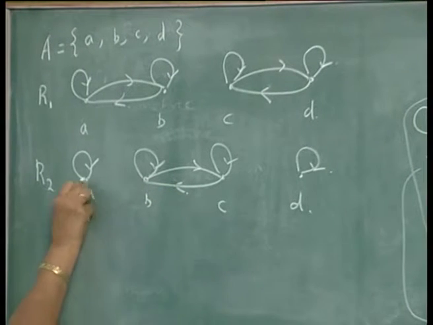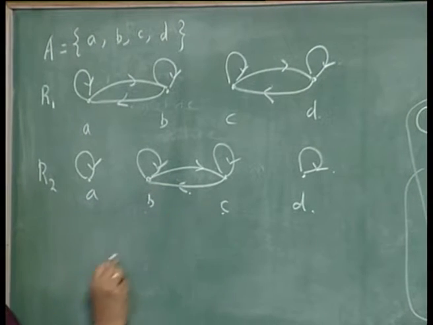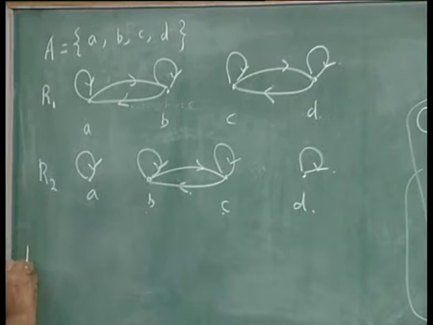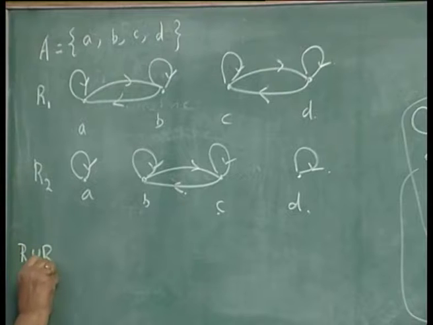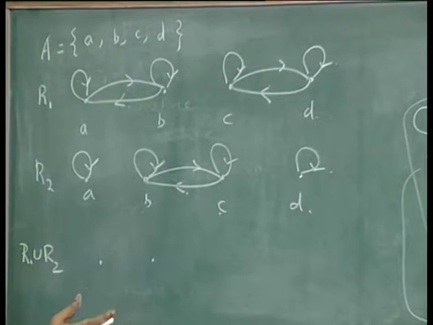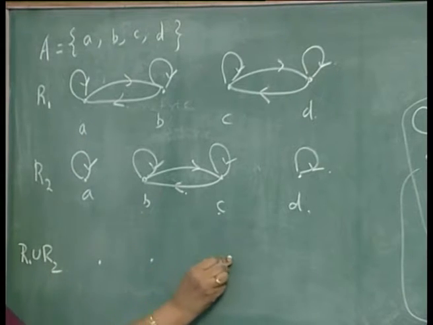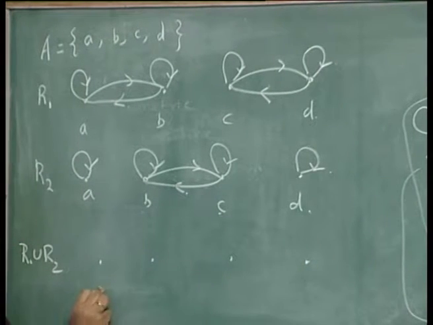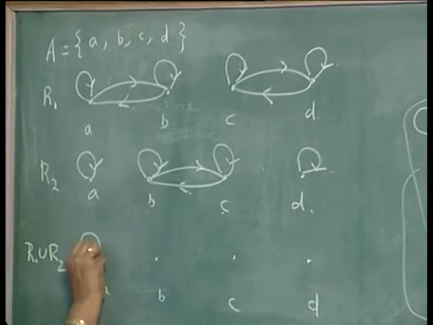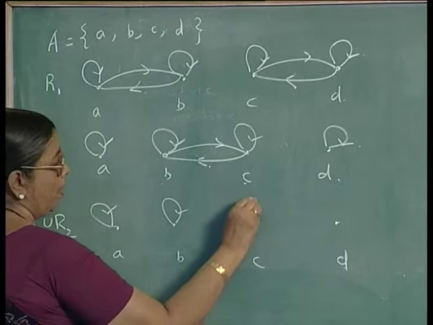Here A is one equivalence class, B and C are in one equivalence class, D is in one equivalence class. Now, what can you say about R1 union R2? R1 union R2 will have all the arcs present in this or this. It will have self loops at all nodes.